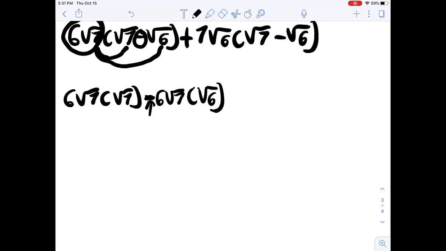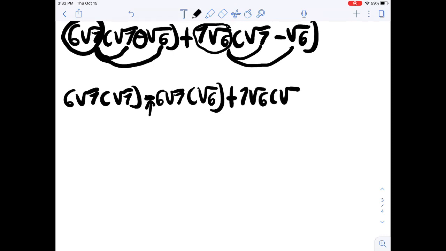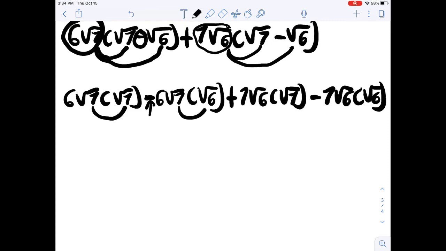And we're going to do the same thing with 7 times the square root of 6, multiplying the square root of 7 and the square root of 6. So add. And again, we're going to put a minus here. And you get this. From here, we'll multiply these two radicands, these two radicands, these two radicands, and these two radicands with the coefficients in front.